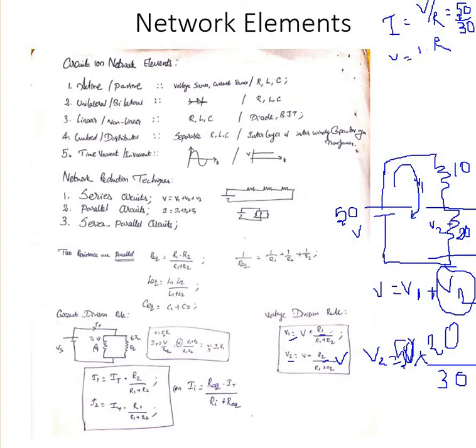What is that? V2 across. You need to find out the V2 value. Then what is the formula? Ohm's law: V is equal to I into R. Do you know the I value? Yes, I know the I value. Do you know the R value? Yes, I know the R value.